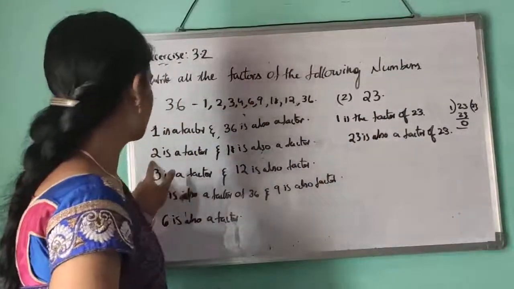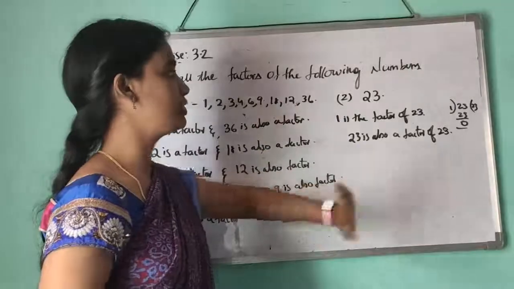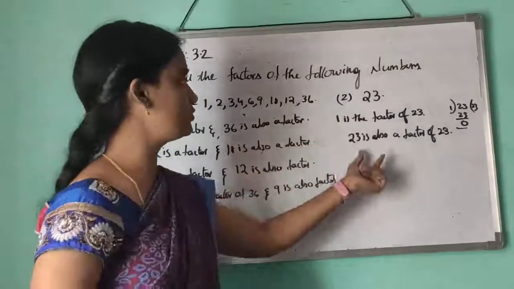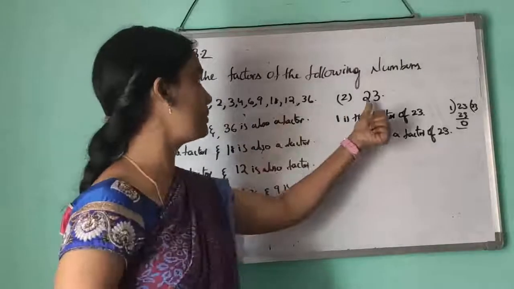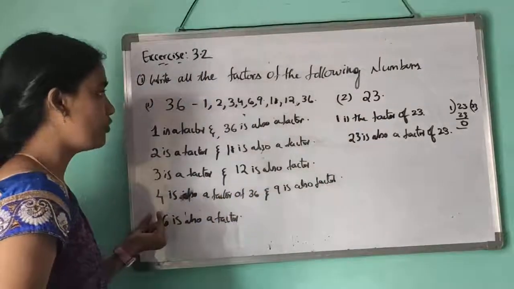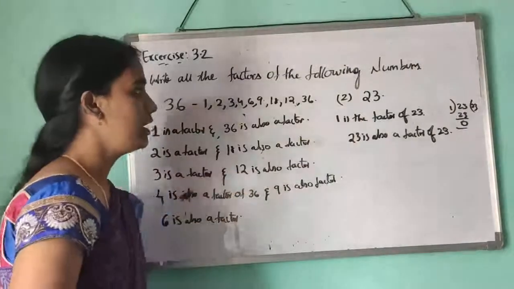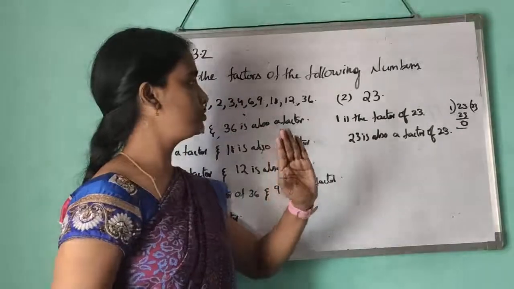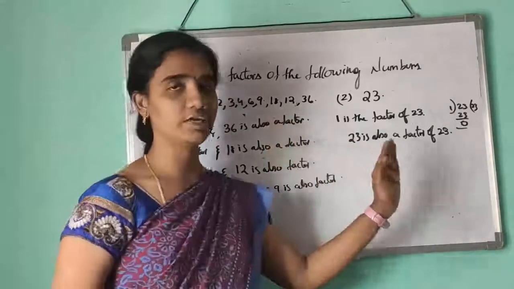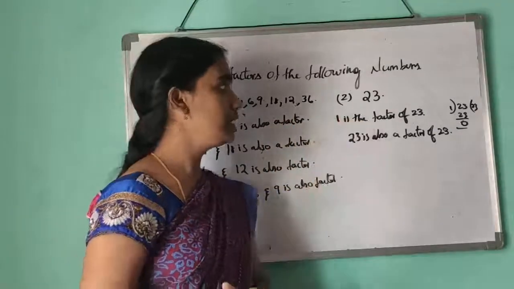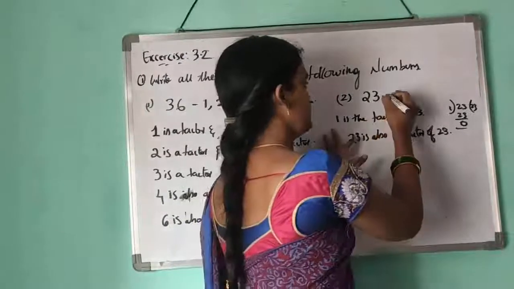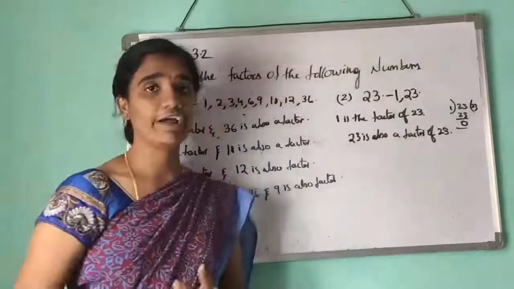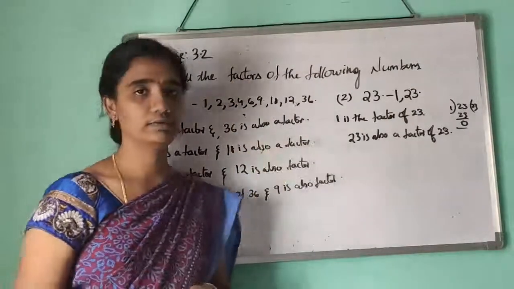Then check with 2. 2 is not a factor of 23. Coming to 3, it is also not a factor of 23, because 3 table is not divisible by 23. The fourth is also not divisible by 23. In this way we check which numbers divide 23. That means the factors of 23 are 1 and 23. 23 has only two factors, 1 and 23.